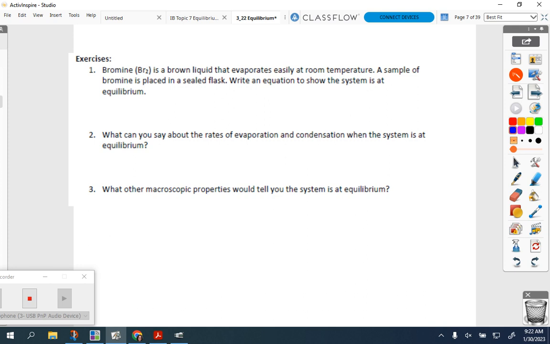When something reaches equilibrium, is it just the temperature? How is the temperature affected? That is a great question, and we are going to cover that. That is one of the things that is going to affect the direction of the equilibrium. So we're going to get into that.